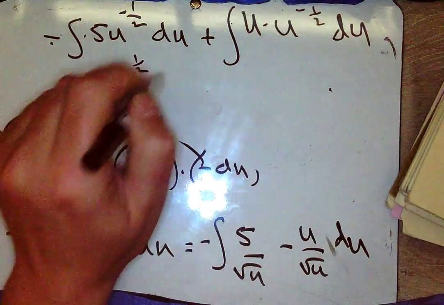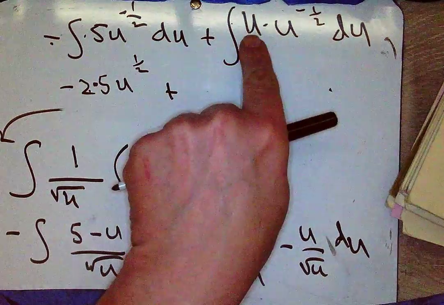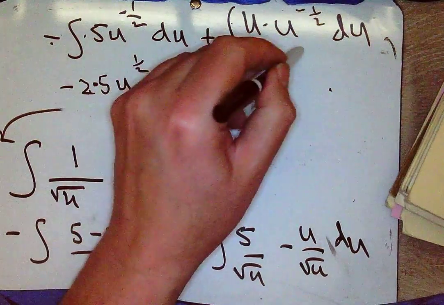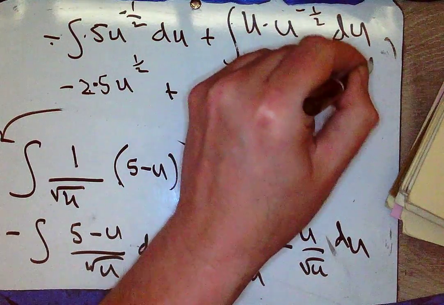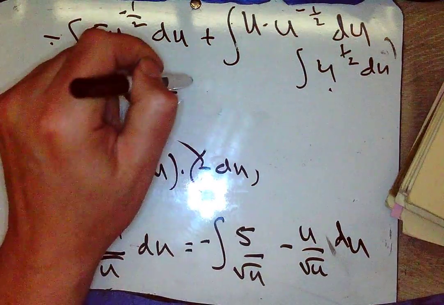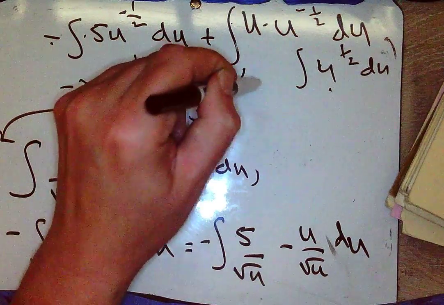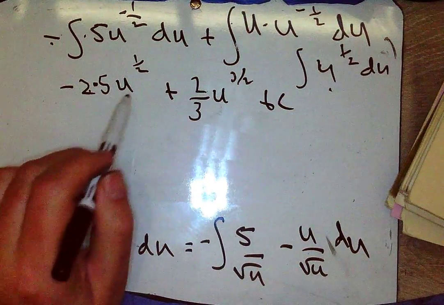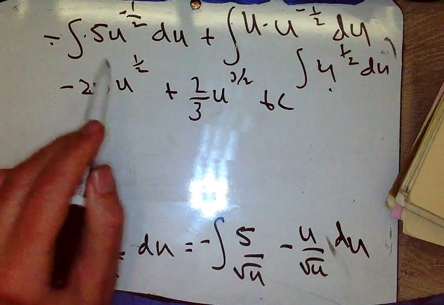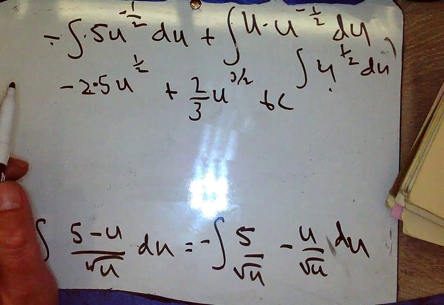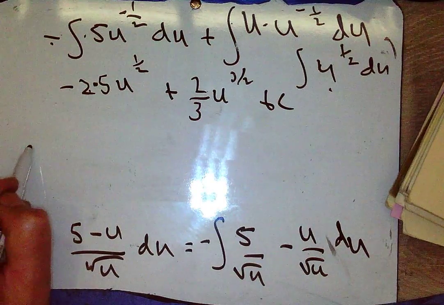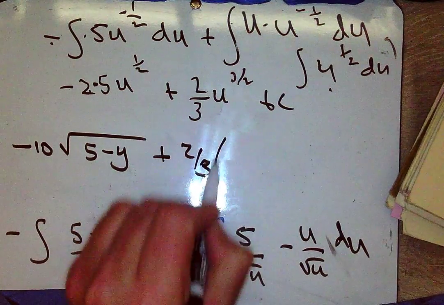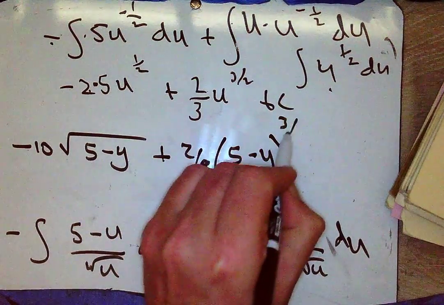You don't lose that. Plus, I'm multiplying, and the bases are the same, so I can add the exponents. It's going to be the integral of u to the 1/2. The antiderivative there would be 2/3 u to the 3/2 plus c. All right, well, almost done. We just need to plug back in here. What was it that we said we would use for u? We said our u would be 5 minus y. So I've got negative 10 square root of 5 minus y plus 2/3 5 minus y to the 3/2 plus c.